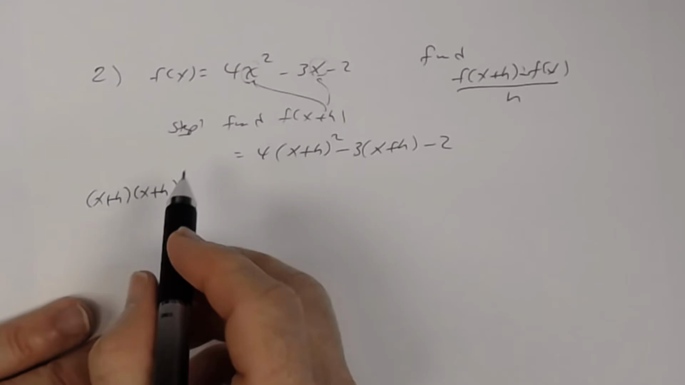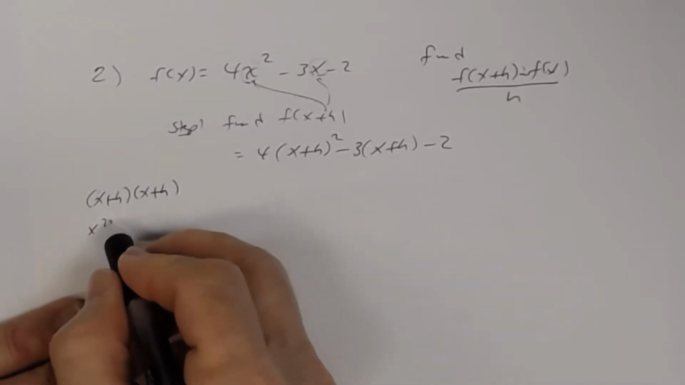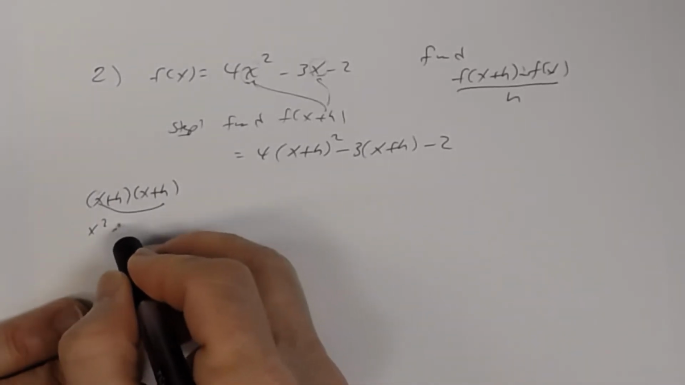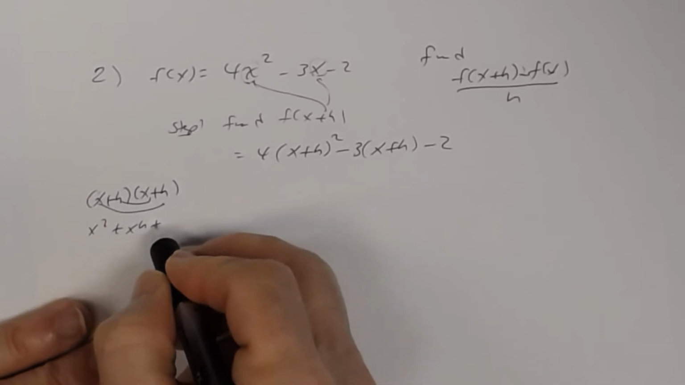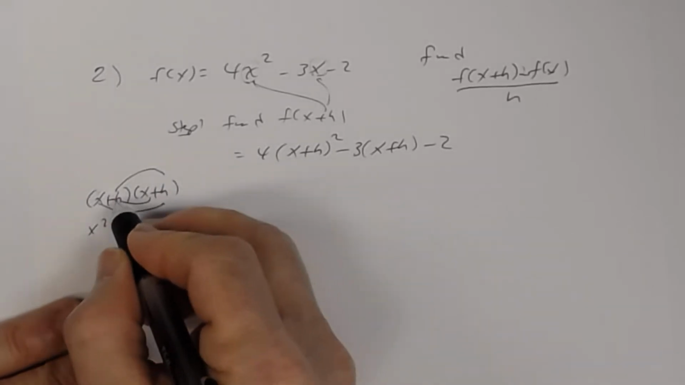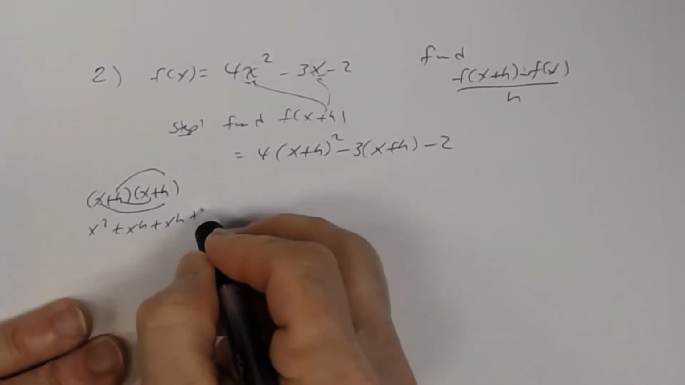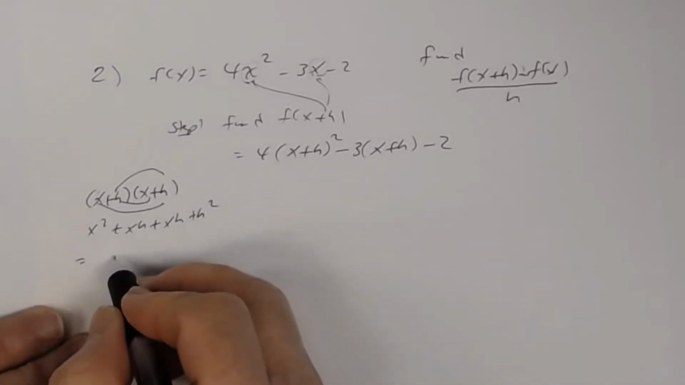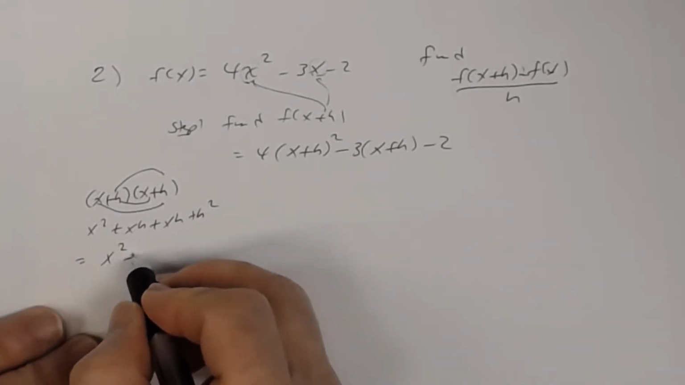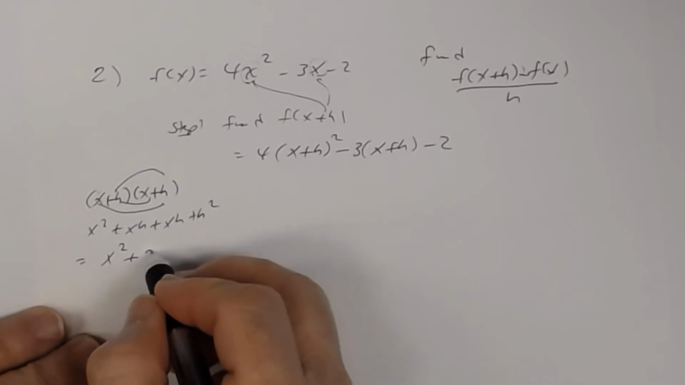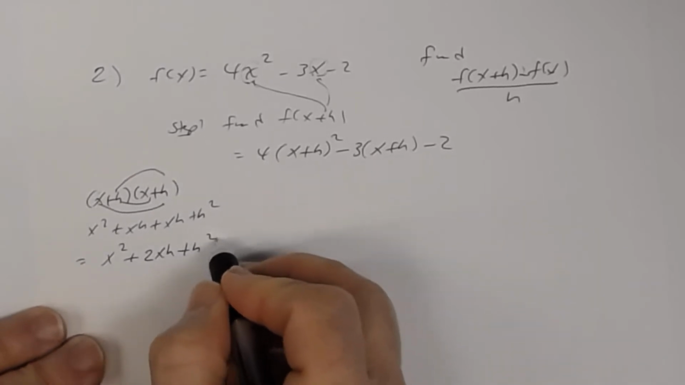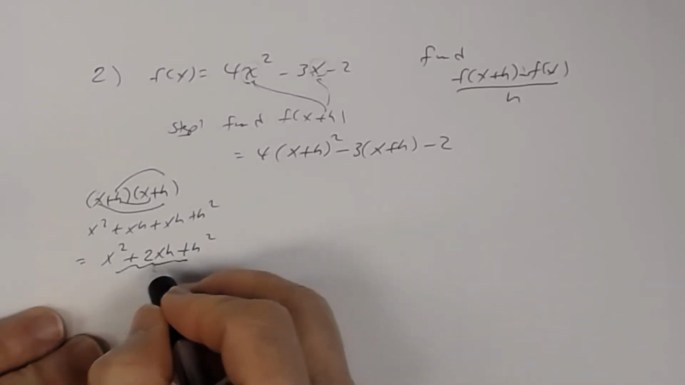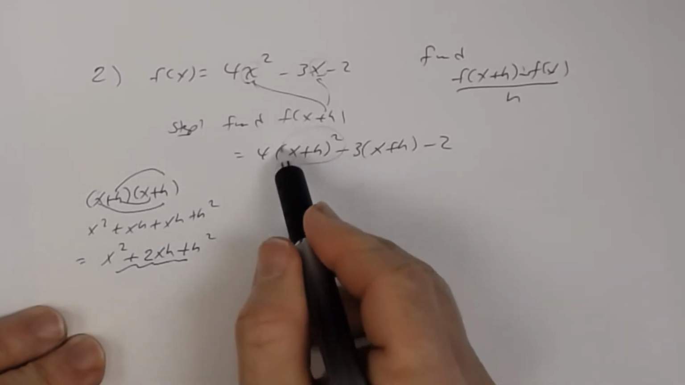And so when you foil that out, x times x is x squared. The outer is xh. The inner is also xh. And the last, a positive h times a positive h, is a positive h squared. When you combine like terms, this becomes x squared, xh plus xh is 2xh, and then plus h squared. So what you found, this trinomial, is just this part right here.